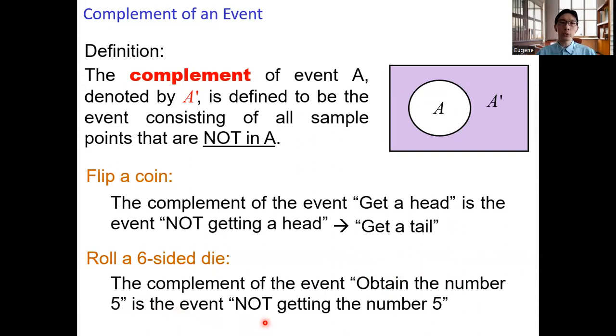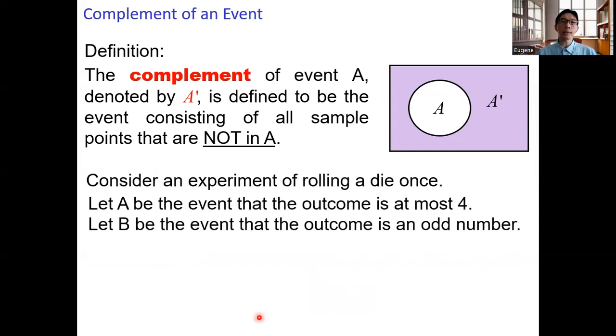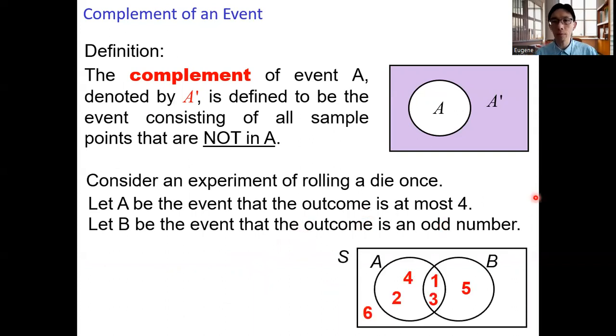Okay, so these are two simple examples showing the complement of an event. So let's take a look at an example. Roll a die once. Let A be the event that the outcome is at most 4, and let B be the event that the outcome is an odd number. So what is the complement of event A and event B respectively?